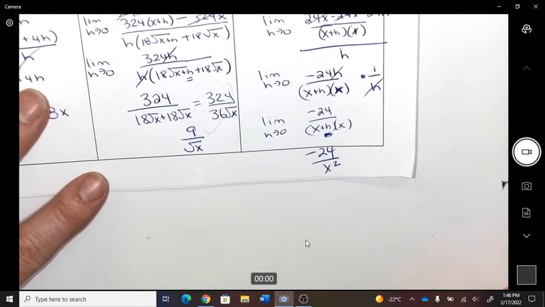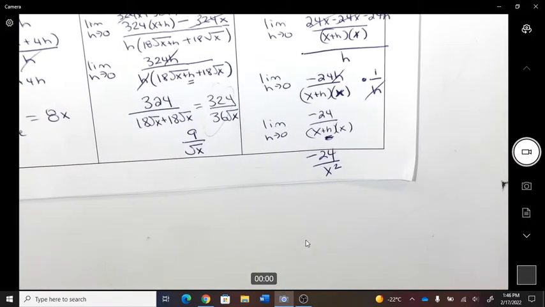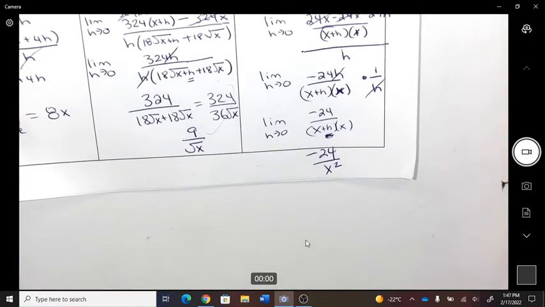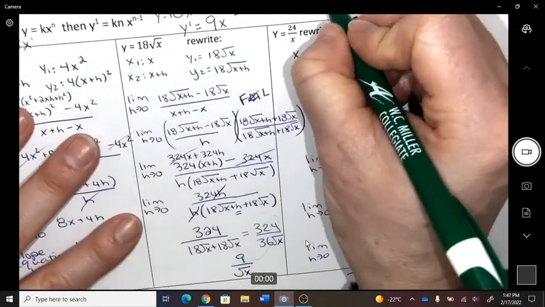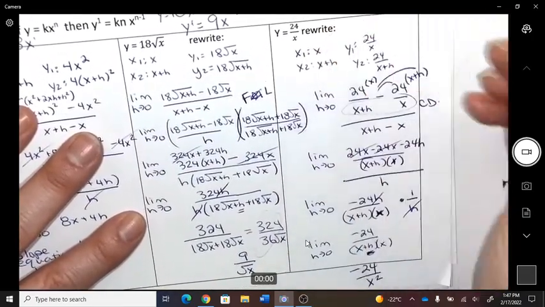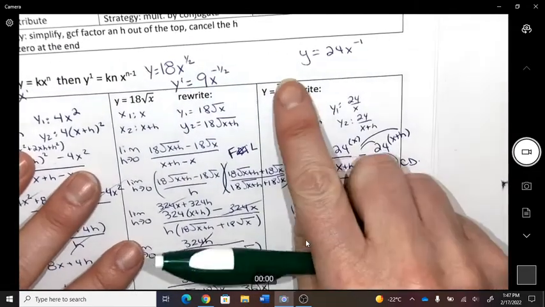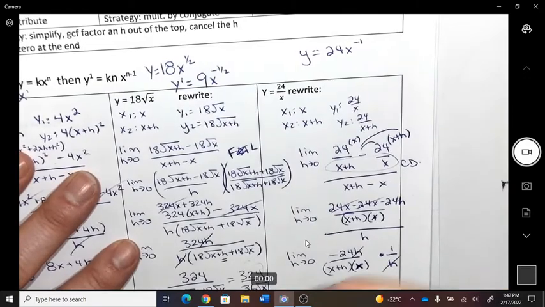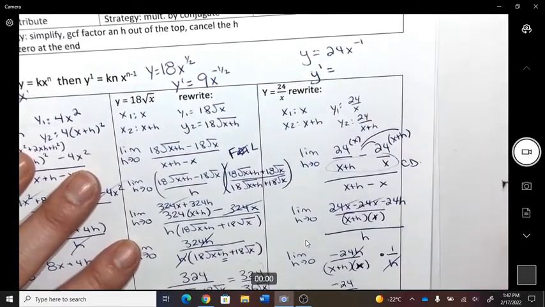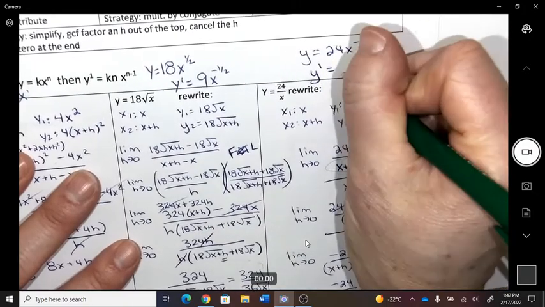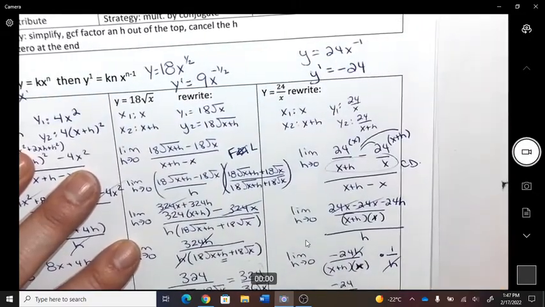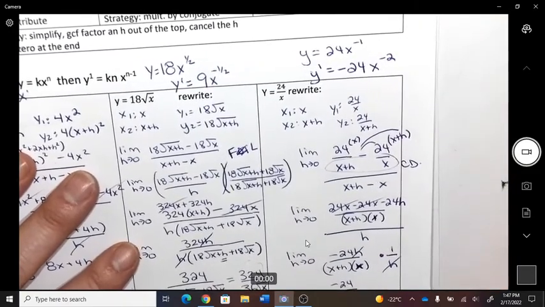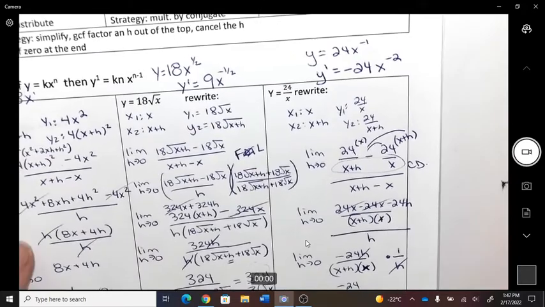And that's it. So let's go back and just check our answer here with the shortcut, because we can do that now. Okay, so I'm going to rewrite this. I don't like the divide by x, so I'm going to write it as an x to the negative 1. So when you derive that with the shortcut, times negative 24, one exponent lower, and that is the same as divide by x squared, right? That's what we had.